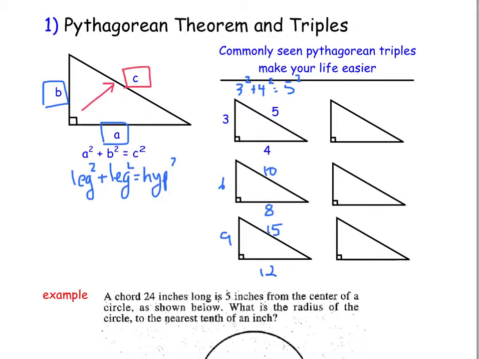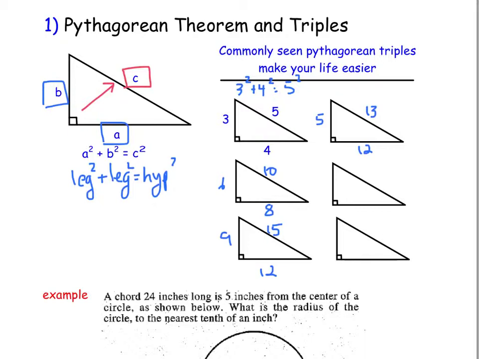Other common triples that you see are 5, 12, 13. So 5 squared plus 12 squared equals 13 squared. So again, when you see those 3 numbers, the biggest number has to be on the hypotenuse. So once again, the hypotenuse is the longest side. It's the side opposite the right angle. So if you see 3 and 5 in a triangle, it's just important to make sure that the 5 is on the hypotenuse. That's the longest number. So just something to think about.